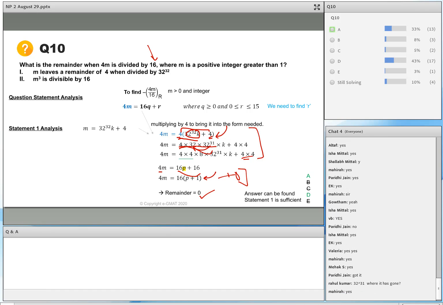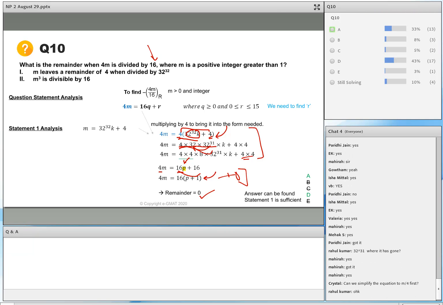Perfect. 32 to the power 31, where has that gone? That has gone inside p. I'm not very interested in knowing the value of p here, Rahul, because understand that doesn't affect my answer, right? I just need to write it in terms of 16p. That's it. The value of p is something that I'm not interested in. Does that make sense, Rahul? Again, understand 32 to the power 31 is a multiple of 16, so it would essentially yield me a remainder of 0, right? Perfect. So the first statement is sufficient to answer this question.